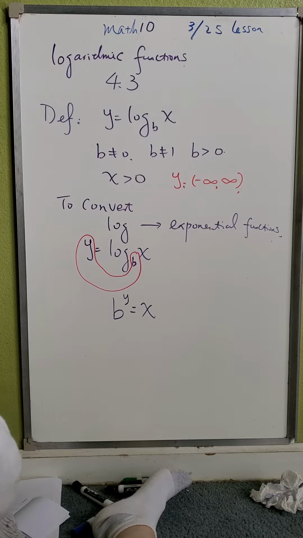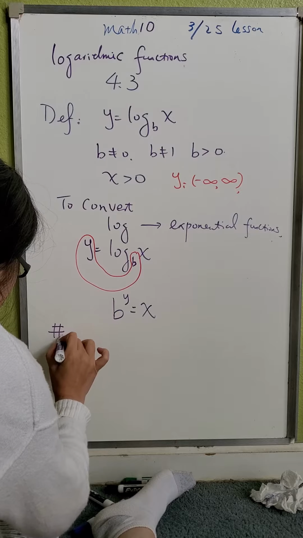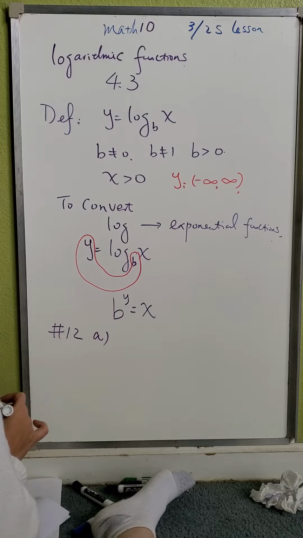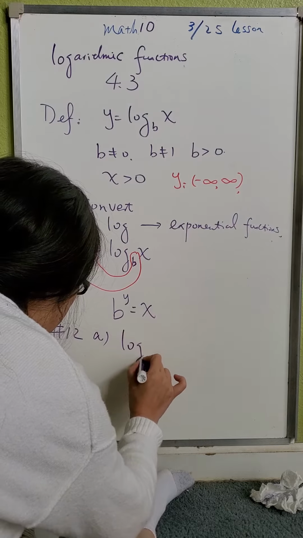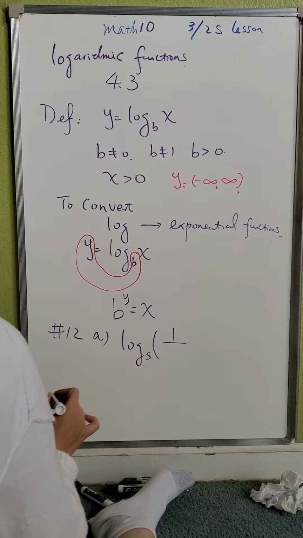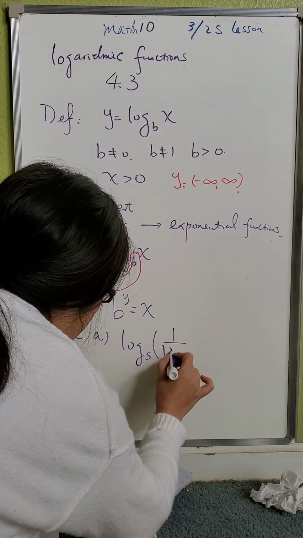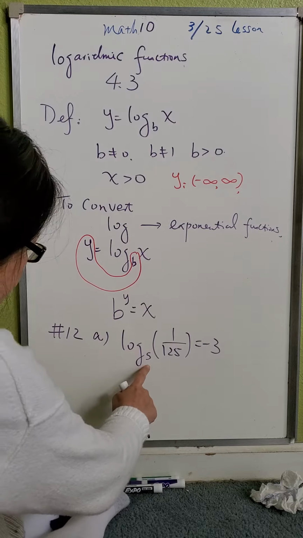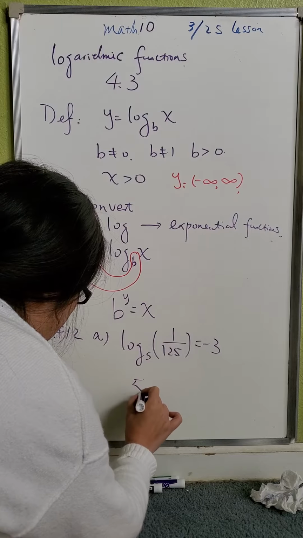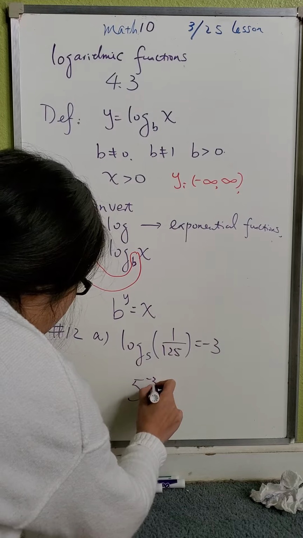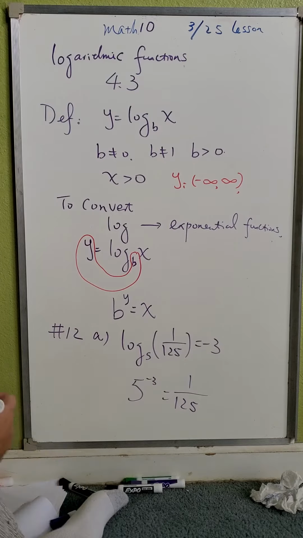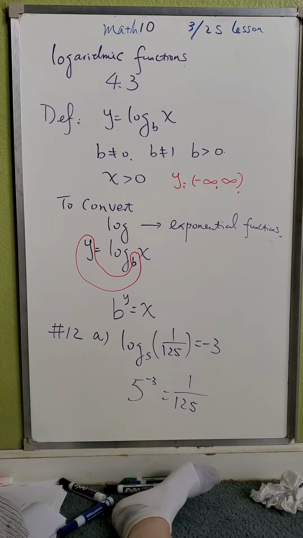Let's look at problem number 12. Here given, I just do A. Okay, here given log base 5 of 1 over 125 equals negative 3. And now change this small base into a bigger base. Switch this one to here, switch one to the other side. Okay, that's all you need to do. And let's try another one.